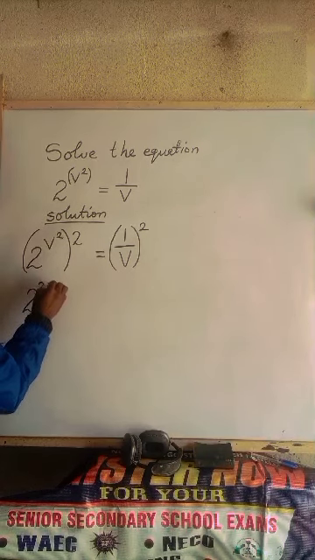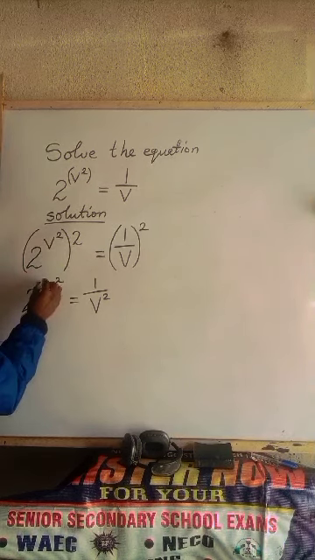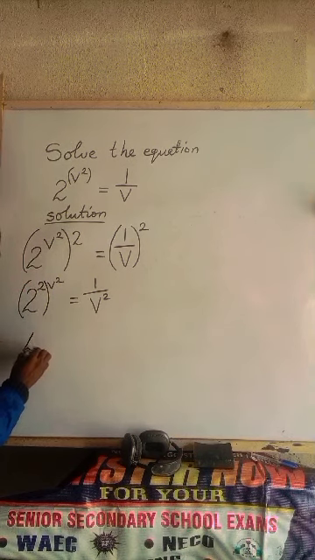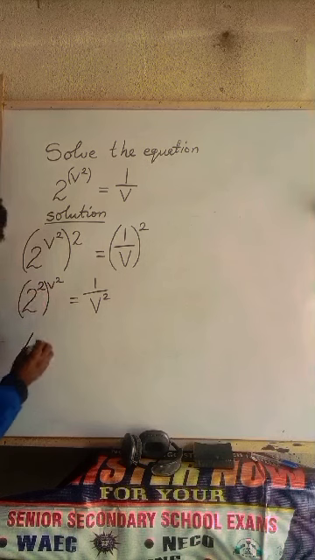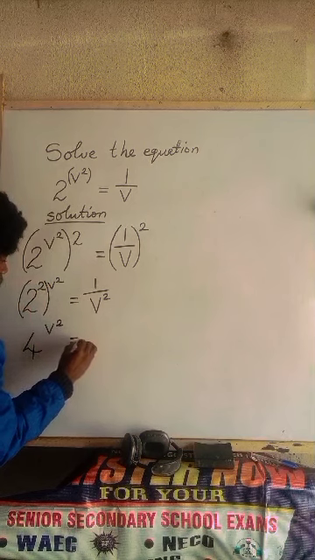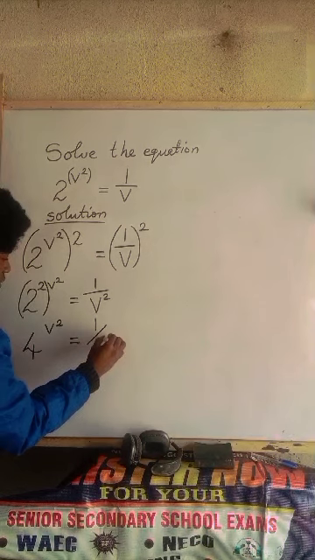Okay? So I will group this like this. And this 2 power 2 is the same thing as what? 4. And this v squared that we have here, look at it here, v power 2, is equal to 1 over v squared.